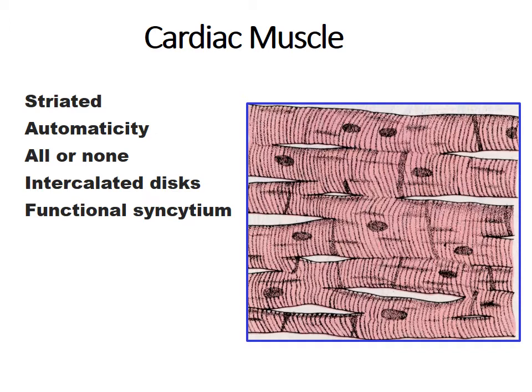It's a nice way for the cells to communicate with one another, and they form this functional syncytium. It's a fancy term for how the heart is able to contract in unison and have your contraction happen from the atria down to the ventricles in order for blood to flow in an organized manner.